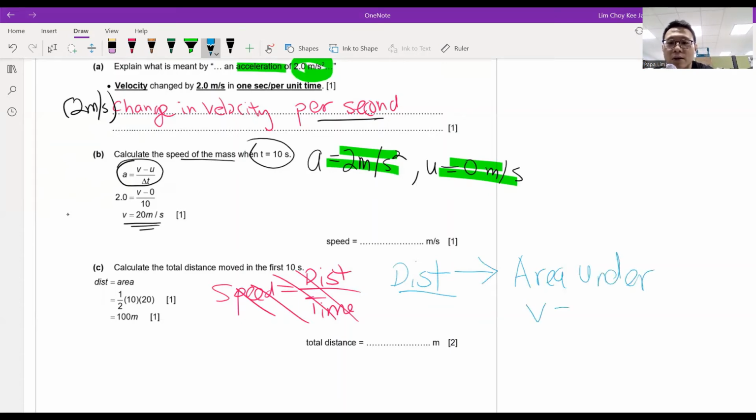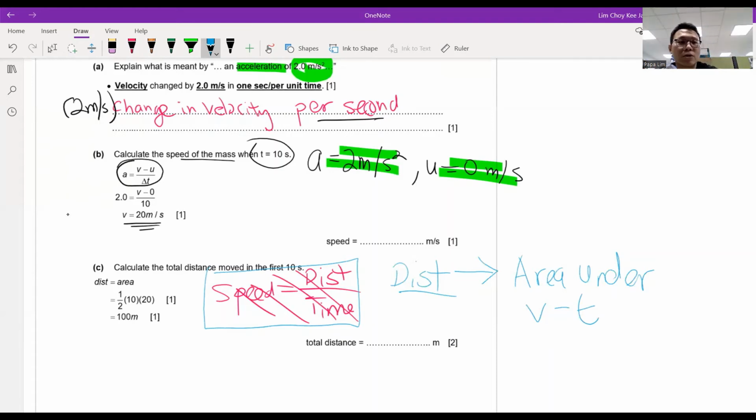Okay, area under the VT graph. This particular approach can solve any distance for any motion, whether it's going at a constant speed, increasing speed, or decreasing speed. You can use the area under the graph to calculate distance. Speed is equal to distance divided by time. Remember, this formula can only be used to calculate distance when the object is traveling at constant velocity. So there's a limitation to it.